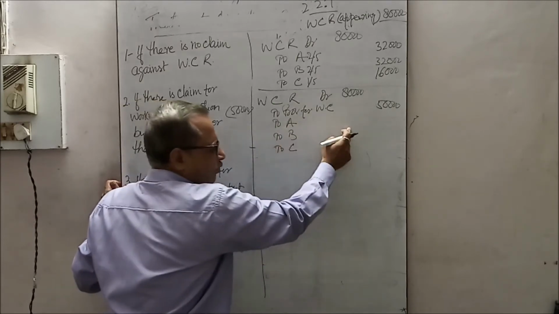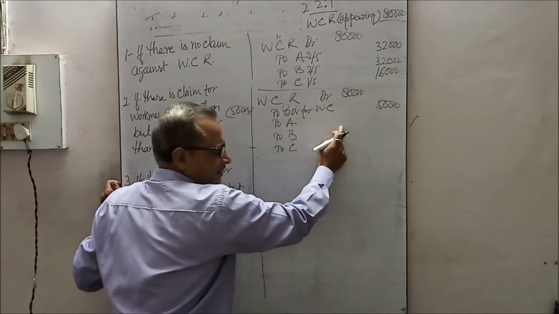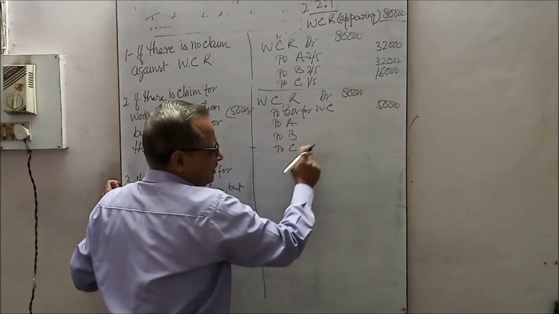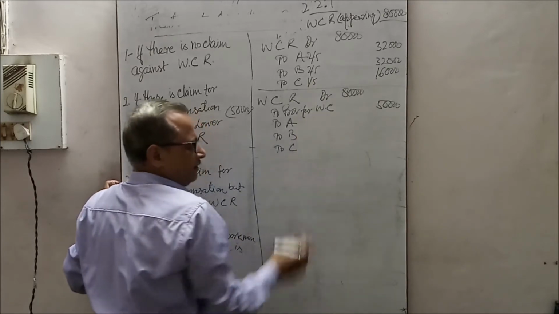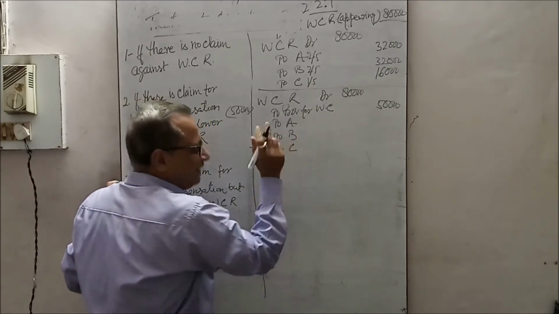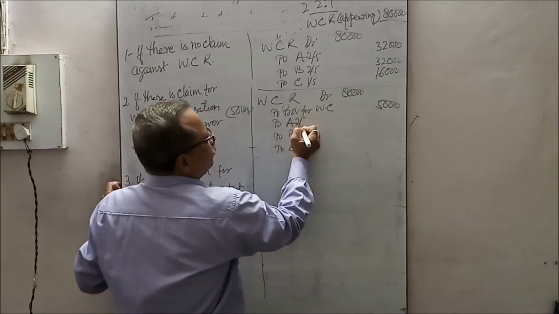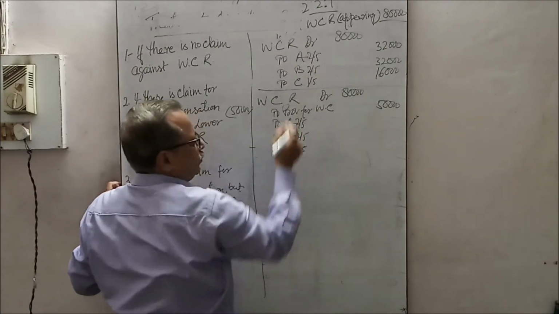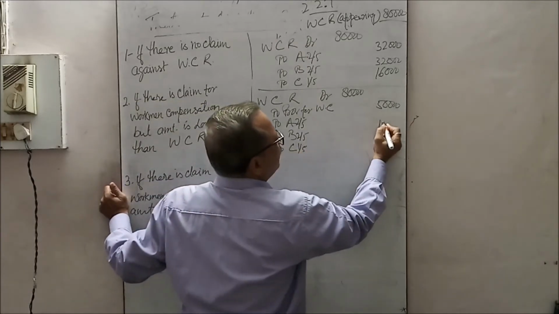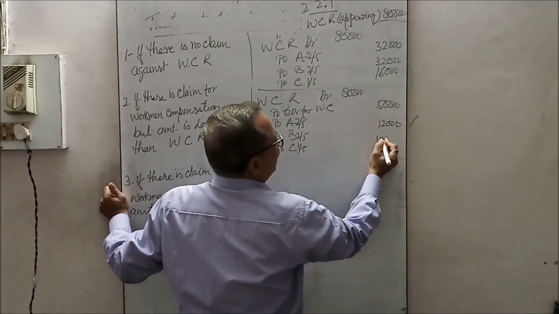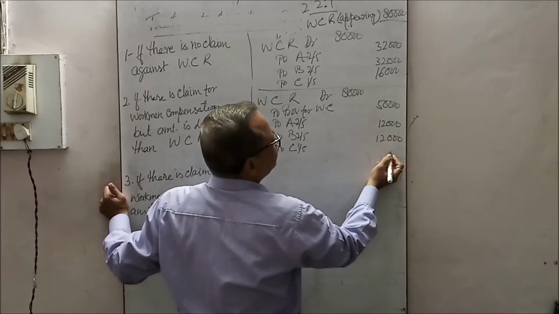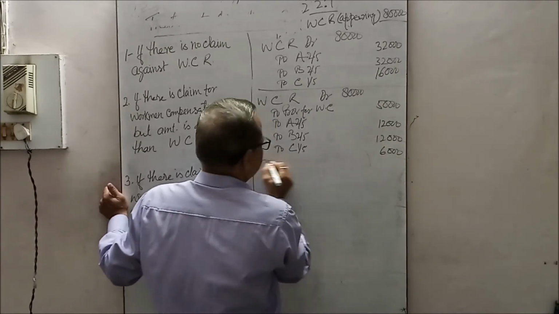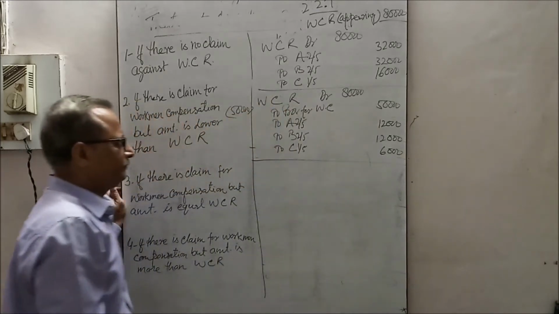I am not writing the whole entry. A's capital I am not writing, B's capital I am not writing, C's capital I am not writing, but you should write it. ABC, the 30,000 balance should be divided into 2/5, 2/5 and 1/5, the old ratio. Then this is 12,000, 12,000 and 6,000. This entry should be passed.